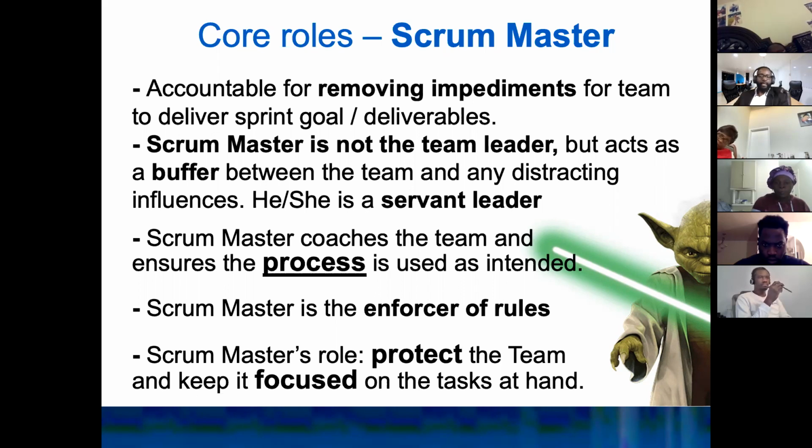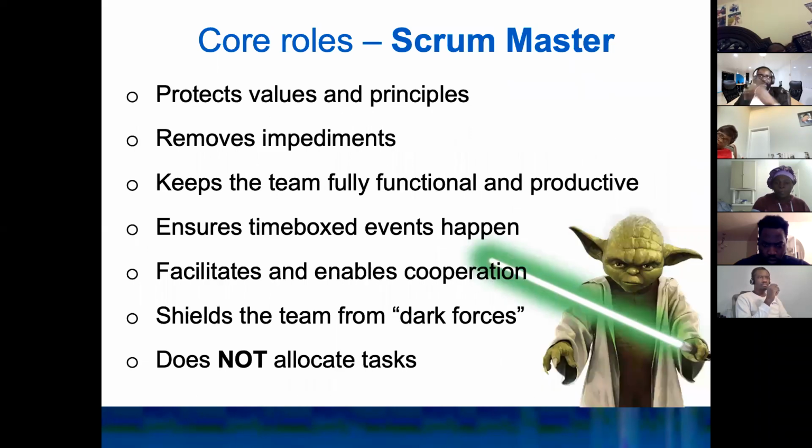All right, and I just mentioned everything before, so I'm not going to read this. I'm going to read this thing fast. So the core responsibilities of a Scrum Master: protects the values and the principles of Scrum, removes the impediments, keeps the team fully functional and productive, ensures that, oh, that's one thing I forgot, that all the ceremonies, again, notice that I didn't say events, all the ceremonies are kept within the time box they're supposed to be in, right?